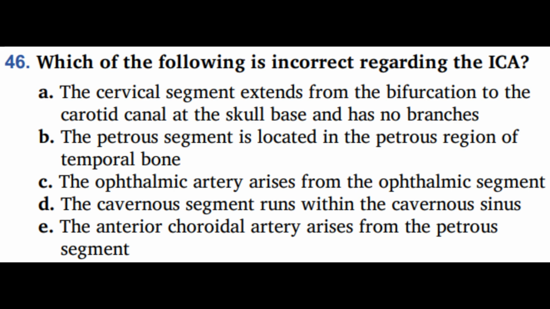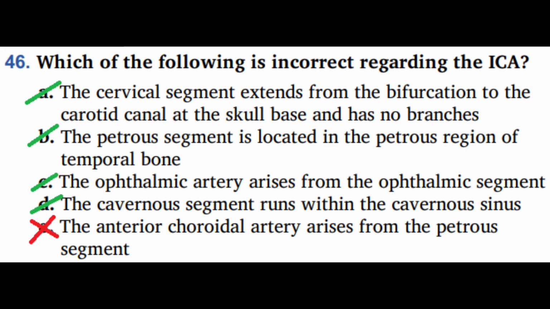Now, if you go back to your options, let's try to eliminate based on what we've said. A. The cervical segment extends from the bifurcation to the carotid canal at the skull base and has no branches. Like we said before, that's true. B. The petrous segment is located in the petrous region of the temporal bone. That is very true. C. The ophthalmic artery arises from the ophthalmic segment. That is also true. D. The cavernous segment runs within the cavernous sinus. That is true. And E. The anterior choroidal artery arises from the petrous segment.